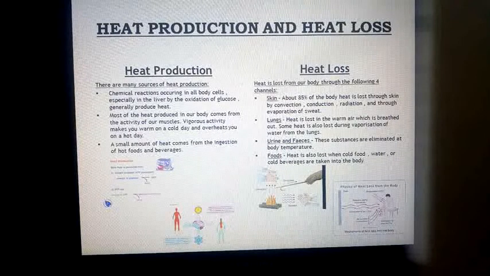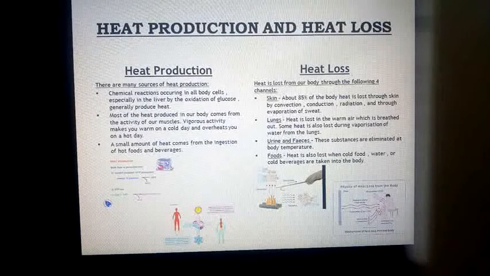Heat production and heat loss. There are many sources of heat production. Chemical reactions occurring in all body cells, especially in the liver, by the oxidation of glucose, generally produce heat. Most of the heat produced in our body comes from the activity of our muscles. Vigorous activity makes you warm on a cold day and overheats you on a hot day. A small amount of heat comes from the ingestion of hot foods and beverages.